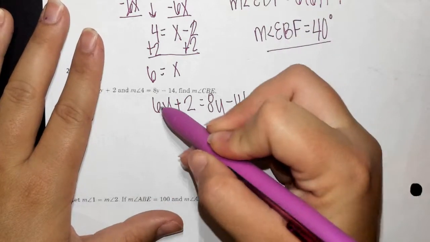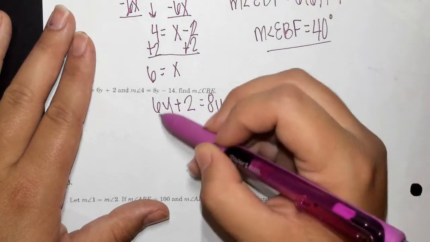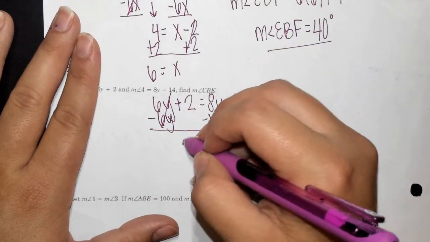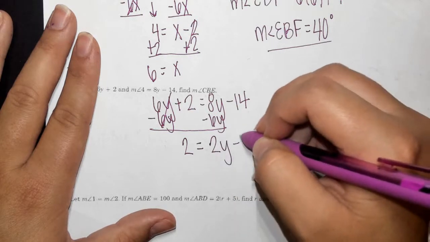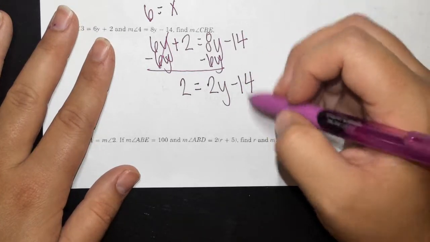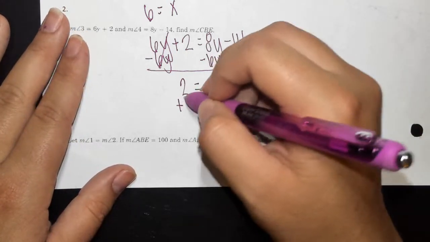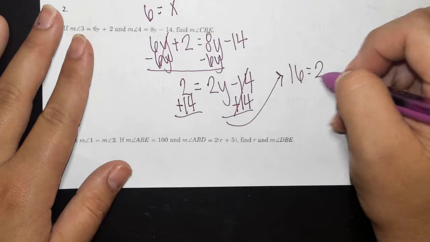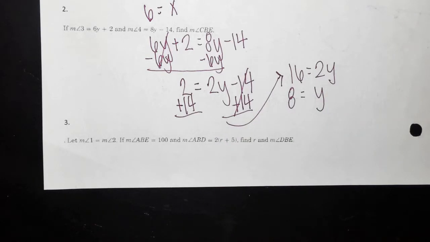So let's solve. Logan, how do I get 6 to the other side? Don't divide. I want to take all of it with me. What's the opposite of addition? So subtract 6y. Bring down your 2. What's 8 minus 6, class? 2. Bring down 14. Savannah, how do I get 14 to the other side? What's the opposite of this? Add. Good. Add 14. 2 plus 14, class? 16. So you have 16 equals 2y. And y is equal to what? 8.